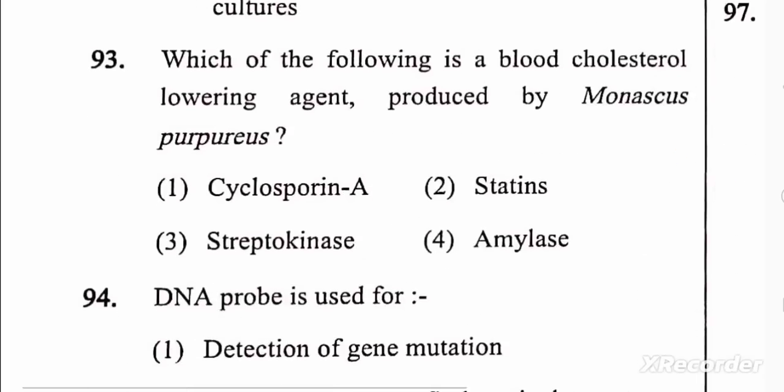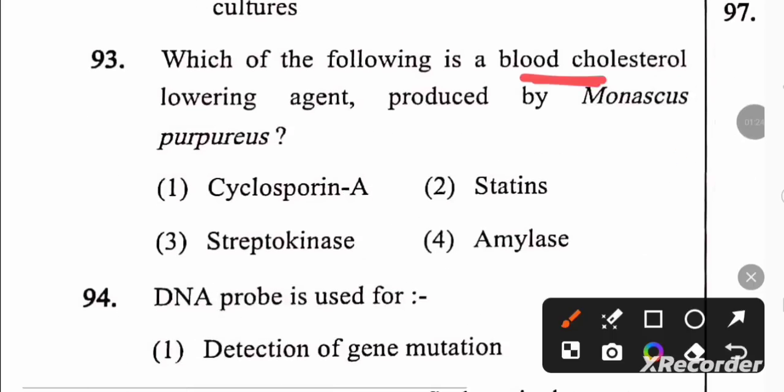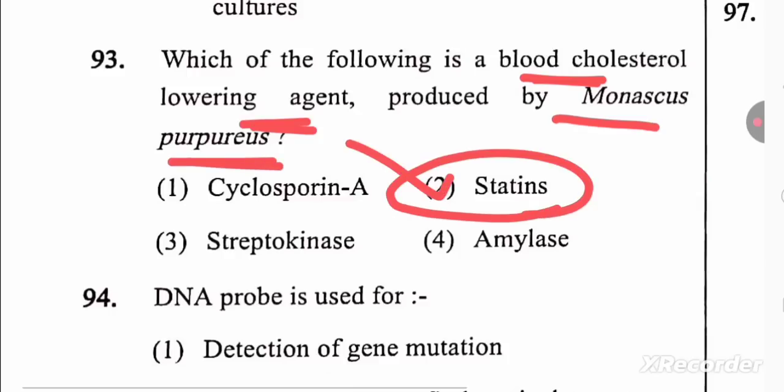Next question is very easy. Which of the following is a blood cholesterol lowering agent? So produced by Monascus purpureus. So blood cholesterol lowering agent is statin. Statin is the right answer.